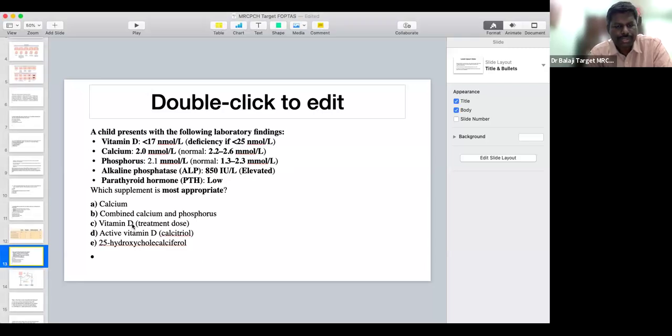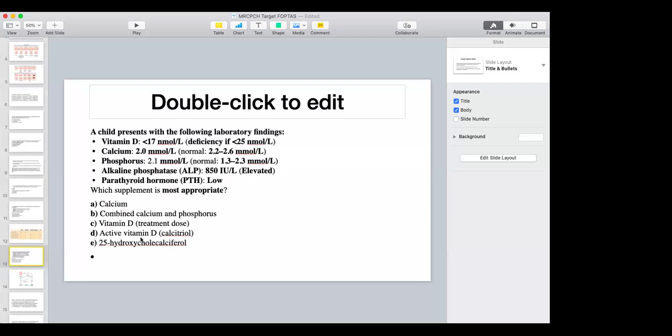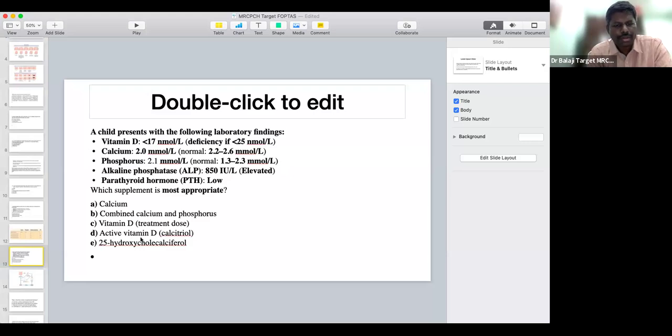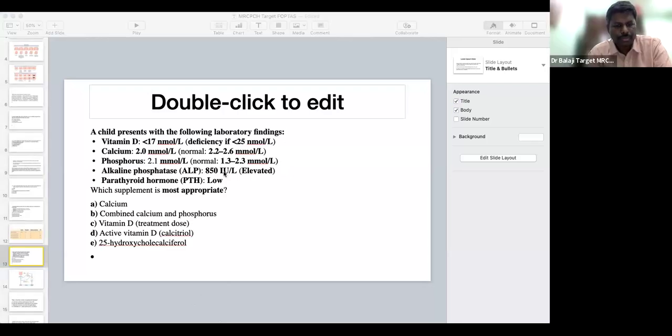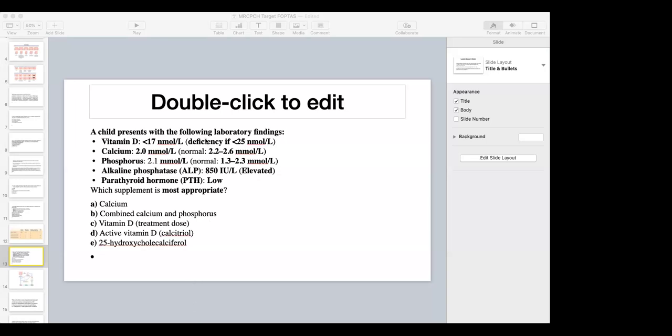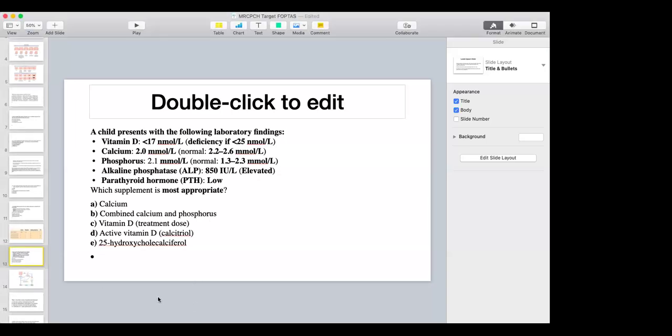But the question is, is it the 25 vitamin D, the regular vitamin D which we give, or do you need the active vitamin D, which is 1,25 hydroxy, which is calcitriol? You want to give calcitriol or the regular vitamin D? Regular vitamin D. Okay.